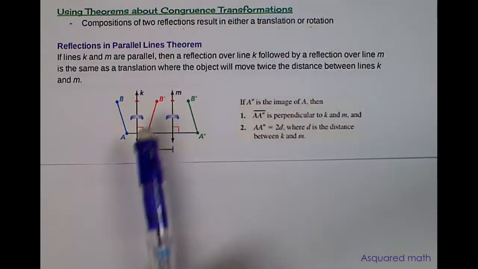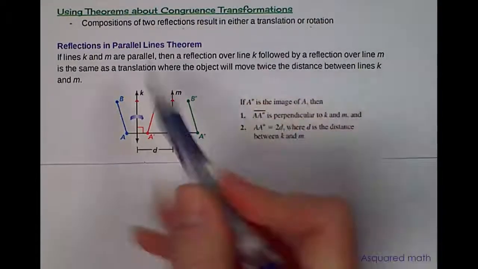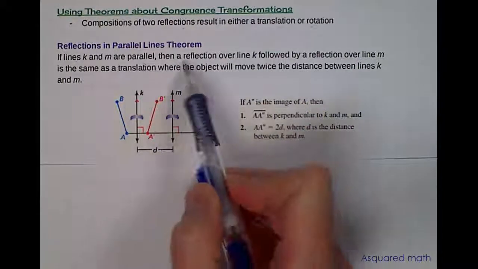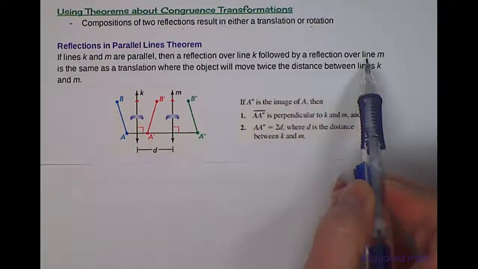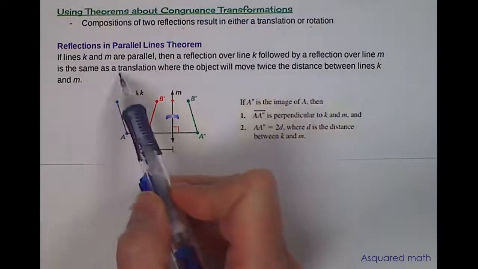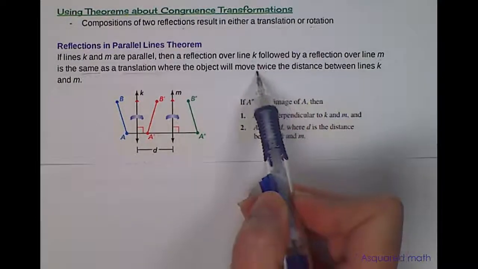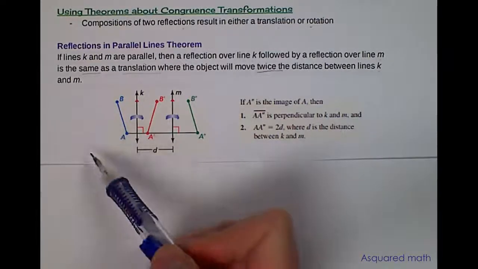And what we have here is two parallel lines. What this theorem says is if lines K and M are parallel, then a reflection over line K followed by a reflection over line M is the same as a translation where the object will move twice the distance between lines K and M.